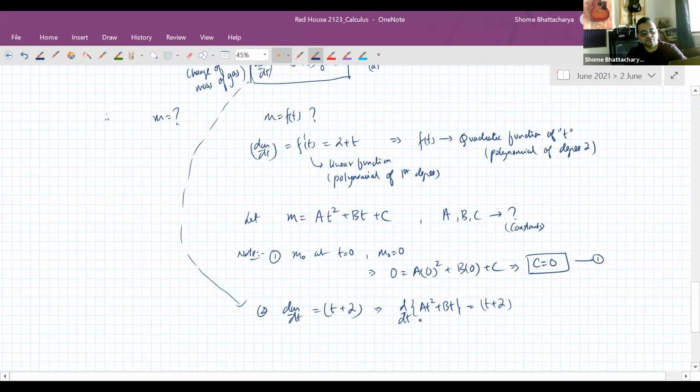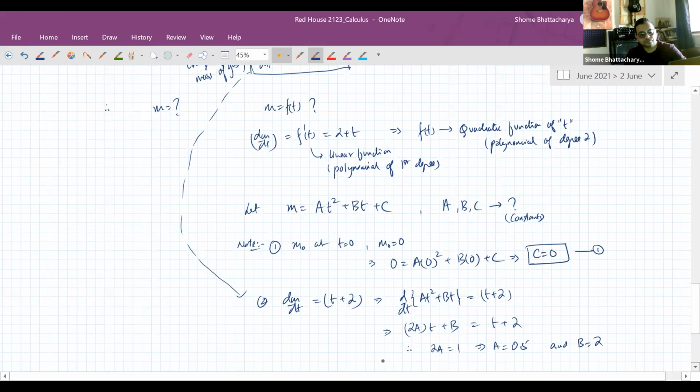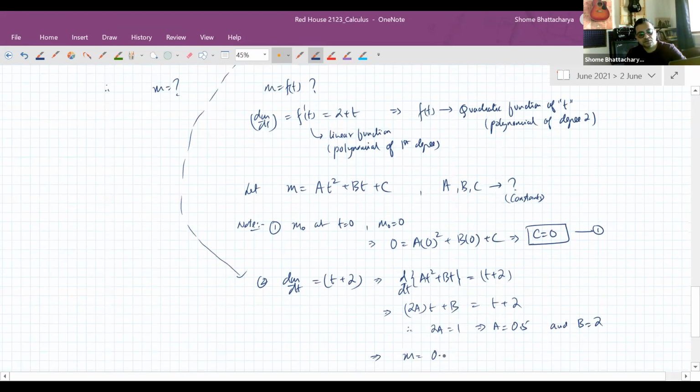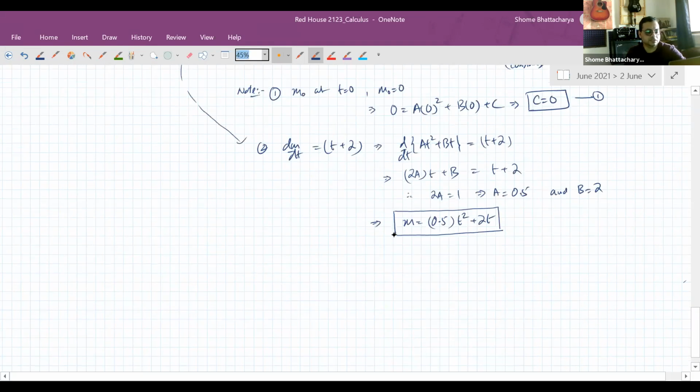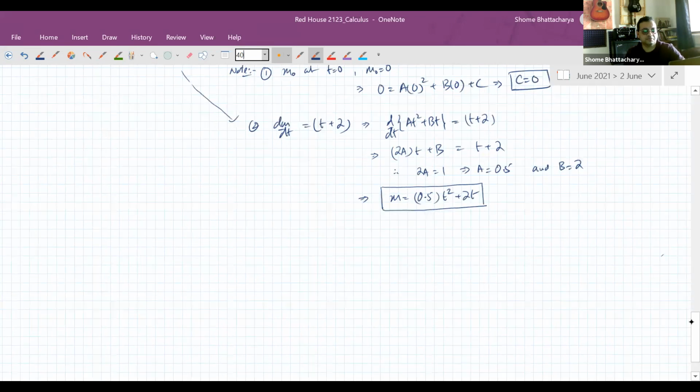So when we solve this, the differentiation of a t square plus b t is 2a times t plus b. If we compare the left hand side and right hand side, you can see that 2a should be equal to 1, which means a has a value of half or 0.5, and b's value should be 2. Okay. So now correlating this information, we can see that m as a function of time is 0.5 t square plus 2t. You can see this function of time will satisfy all the conditions that we've earlier got, which is that m is 0 at t equal to 0 and that dm by dt should be equal to t plus 2. So that means it's the correct equation to represent m as a function of time.